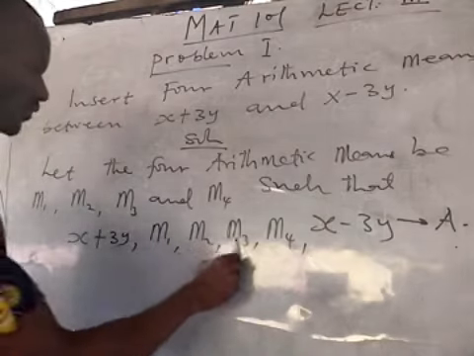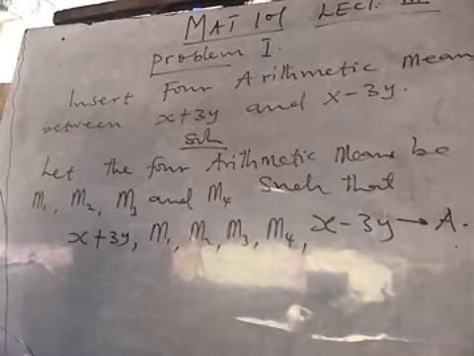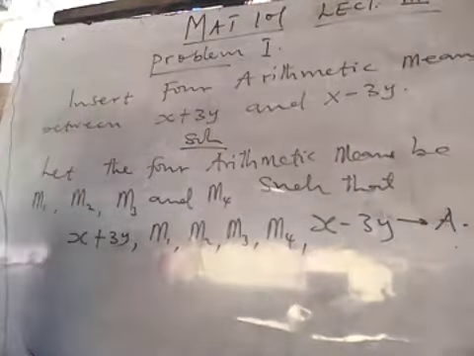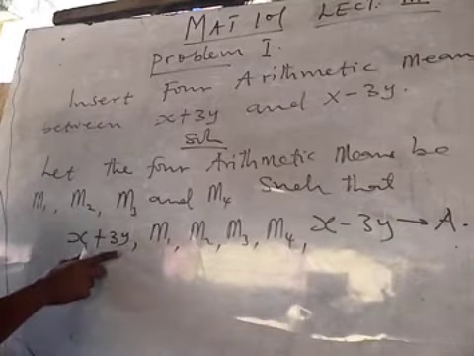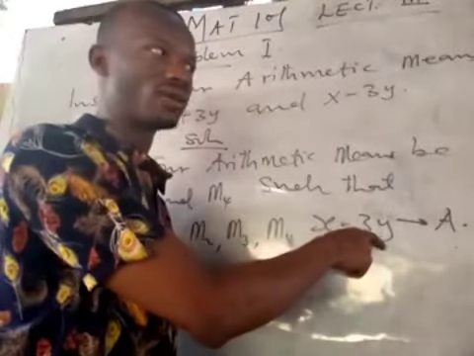1, 2, 3, 4, 5, 6. It contains 6 terms. Now, among the terms of this sequence, you can observe that the first term is given as x plus 3y, and the last term is given as x minus 3y.